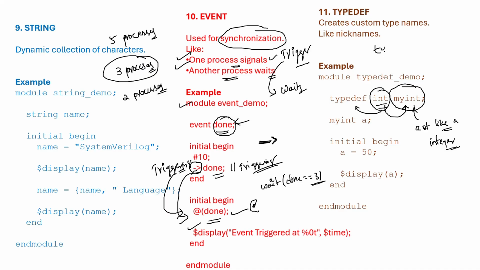type. Suppose I am taking typedef byte. This byte will have some name, verilog. So this verilog name also acts like a byte. The user can define and create custom type names, like nicknames. Whatever nicknames you have, that will be represented by using typedef. Typedef is a user defined data type.